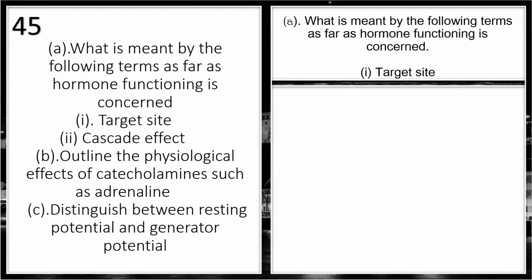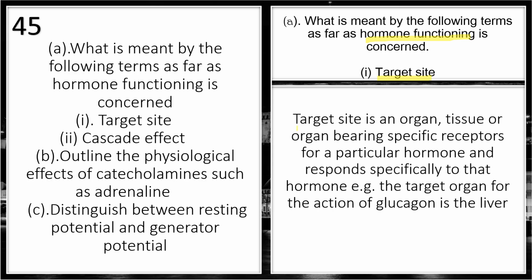What is meant by the following terms as far as hormone functioning is concerned? Target site. The target site is an organ or tissue bearing specific receptors for a particular hormone and responds specifically to that hormone. For example, the target organ for the action of glucagon is the liver.